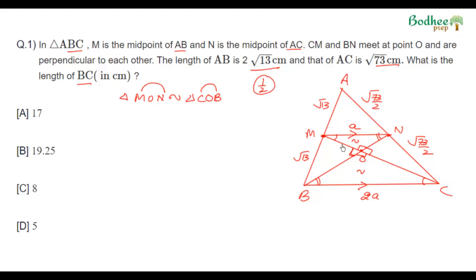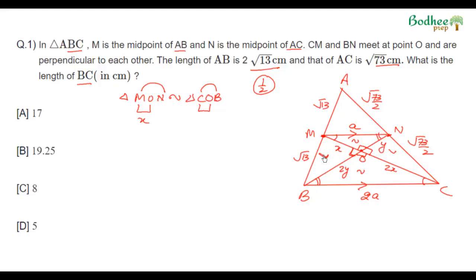So let us assume that if I take MO to be X, then OC would be 2X. Similarly, if I take this to be Y, then this value, that is BO, would be 2Y, right? Now, let us apply Pythagoras theorem in these two triangles because some numerical values are given, right?